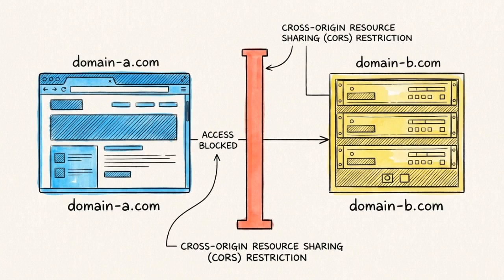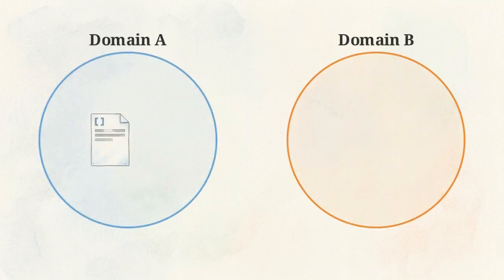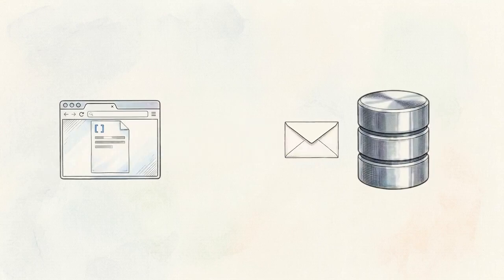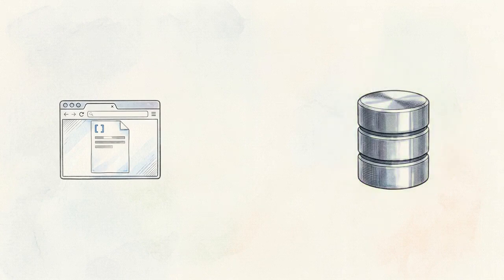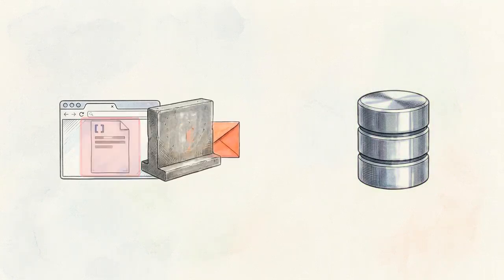To understand why, we have to look at the same origin policy. This is the browser's baseline rule that restricts JavaScript from interacting with resources outside of its own domain. Assuming CORS acts as an outbound firewall leaves enterprise systems vulnerable. The intervention isn't a block on transmission, it's a retroactive read block on the response.